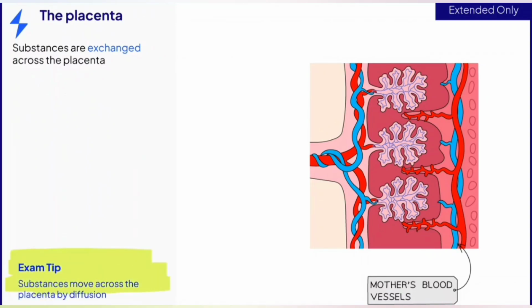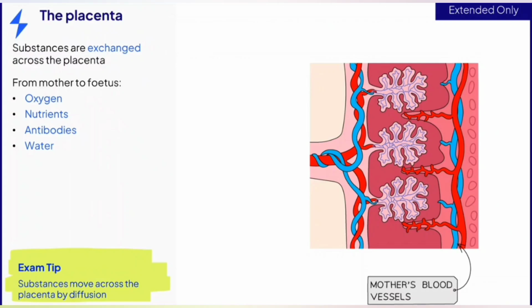These substances move by diffusion down a concentration gradient. From the mother, the fetus obtains oxygen for respiration, nutrients to fuel growth and development, antibodies to provide a level of immunity to the fetus, and water to aid cellular processes.